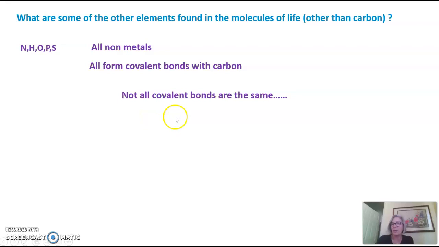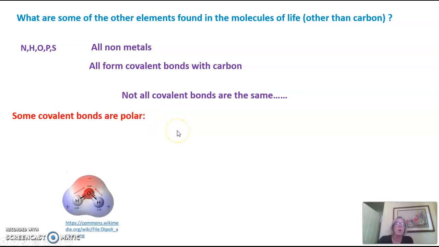Not all covalent bonds, however, are the same, because some covalent bonds are polar. In a polar bond, the electrons spend more time with one element than another. My example here is a water molecule, where the electrons will spend more time with the oxygen than they will with the hydrogen. Because the electrons are not shared equally, this gives a partial negative charge in one end of the molecule and a partial positive charge in the other end of the molecule.